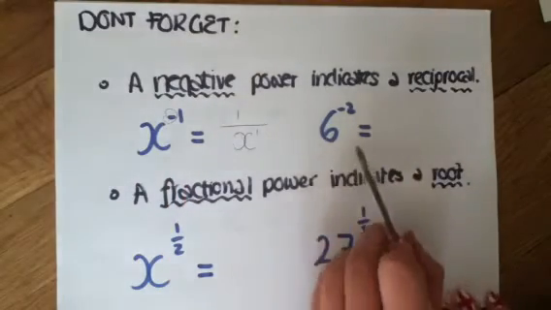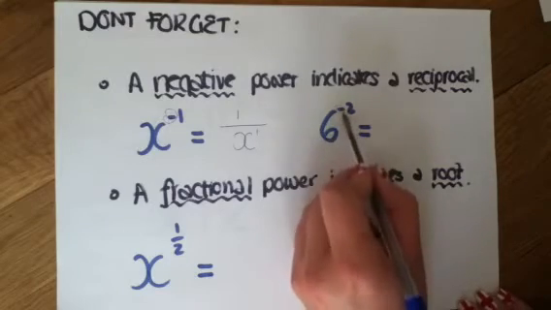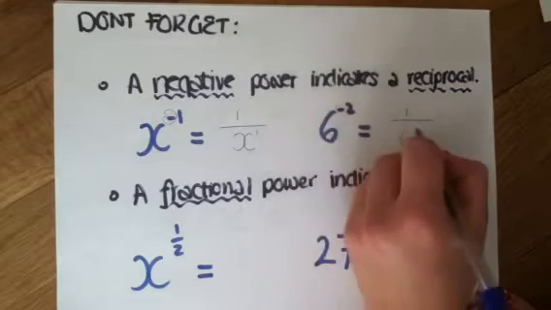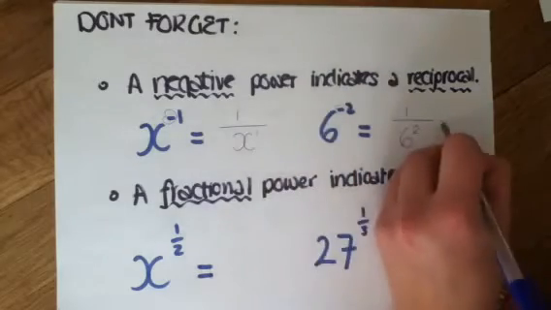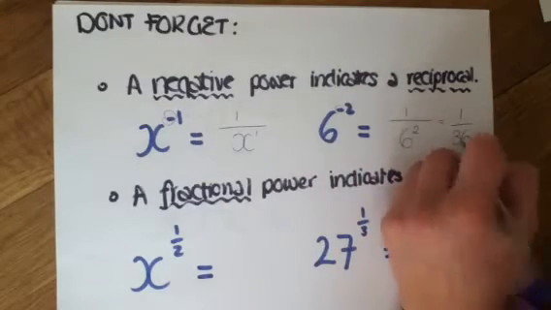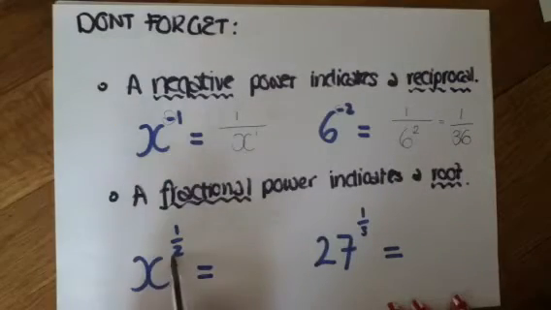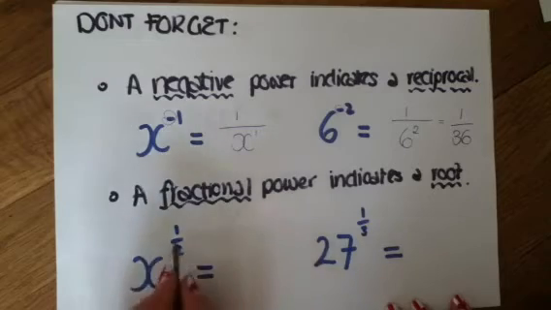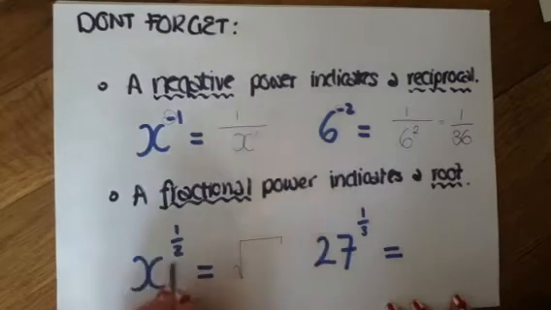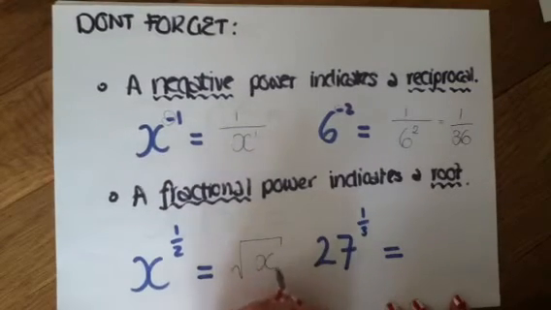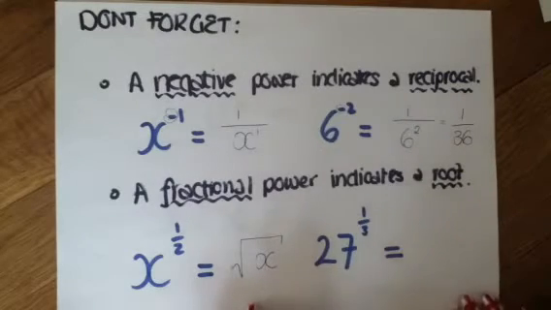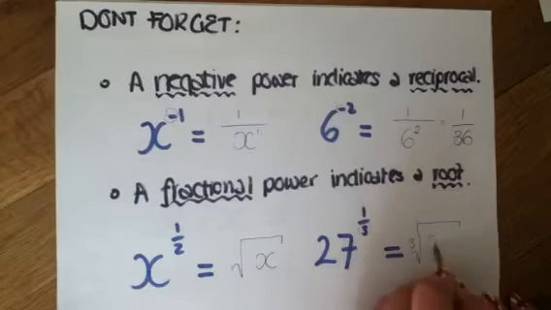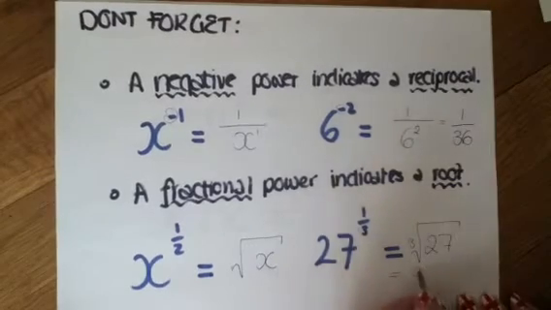So let's look at a proper example here. This minus sign indicates 1 over, and we have 6 raised to the 2, so it's 1 over 36. And a fractional power indicates a root. So the 2 is the square root, and then we put the x in. And equally here we've got a 3, so this will be the third root. The third root of 27 is 3.